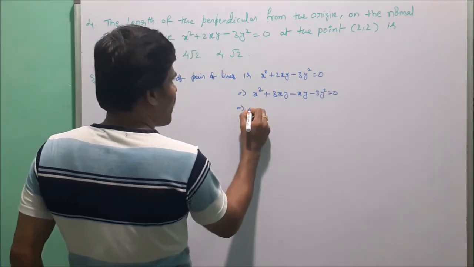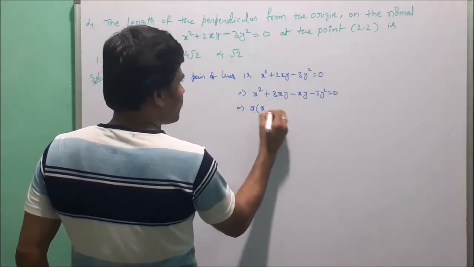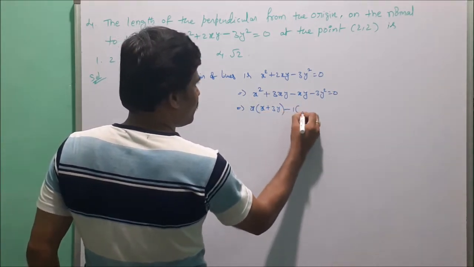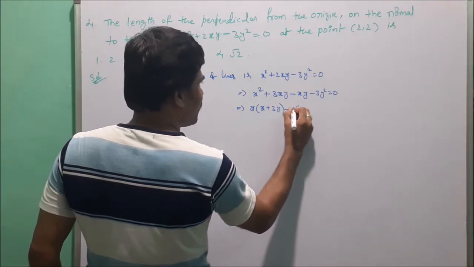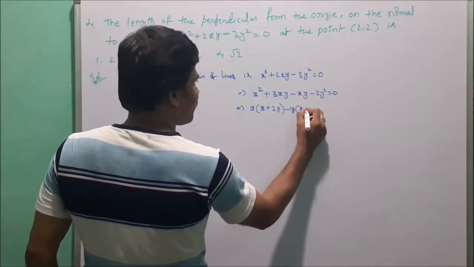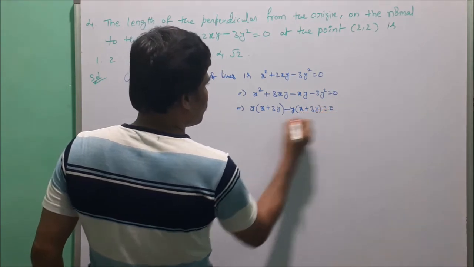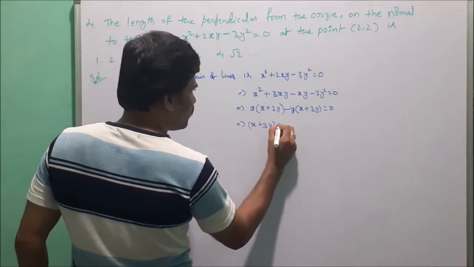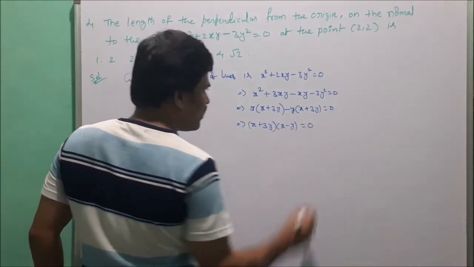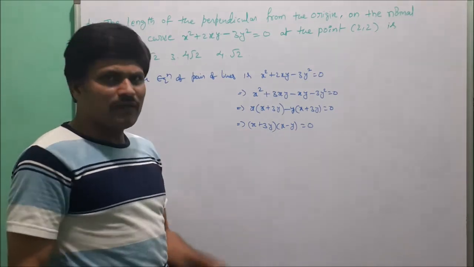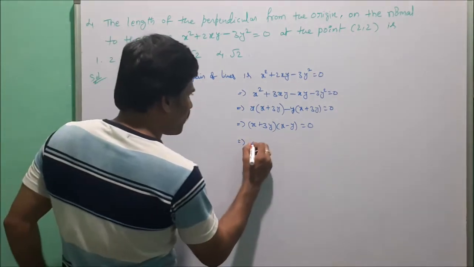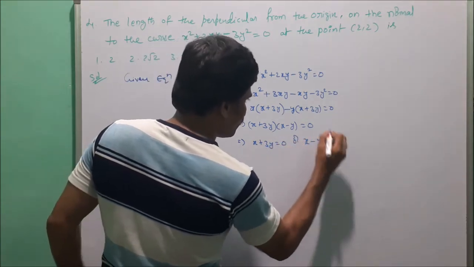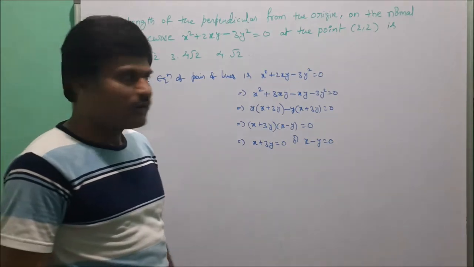Now we take x common, the remaining value is x plus 3y. Then we take minus y common, the remaining value is x plus 3y. So we get (x plus 3y)(x minus y) equals 0. Here we get two individual straight lines: x plus 3y equals 0 or x minus y equals 0. So these are two line equations.